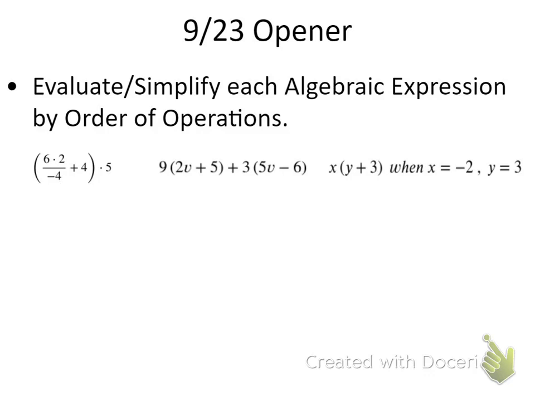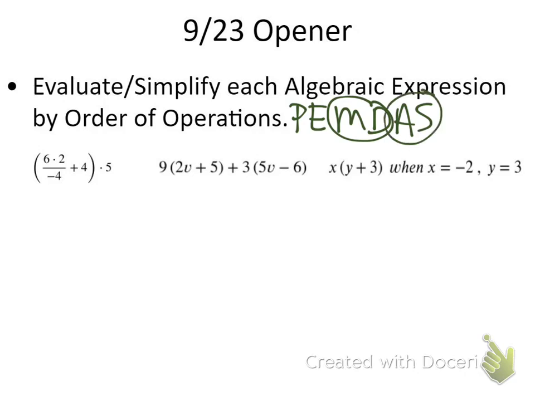So this we're going to evaluate or simplify each algebraic expression by order of operations. Now, why do I know this is an expression, first of all? Because it has no equal sign. So we're going to have to use order of operations. What are order of operations again? Yeah, parentheses, exponents, multiply, divide at the same time, whichever comes first from left to right, and adding and subtracting. So remember, multiplying and dividing are the exact same step, whichever comes first, left or right, same thing with adding and subtracting.